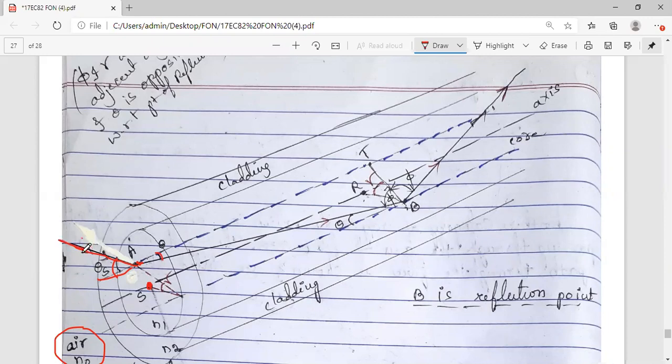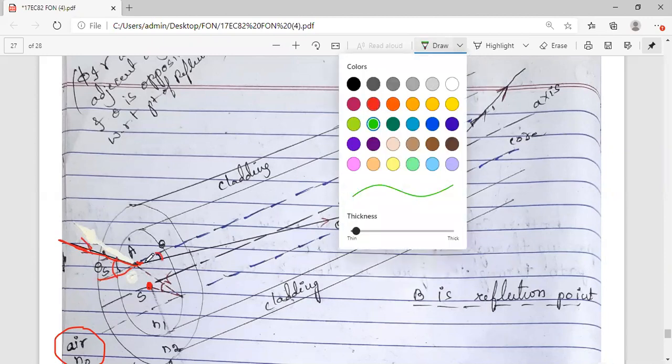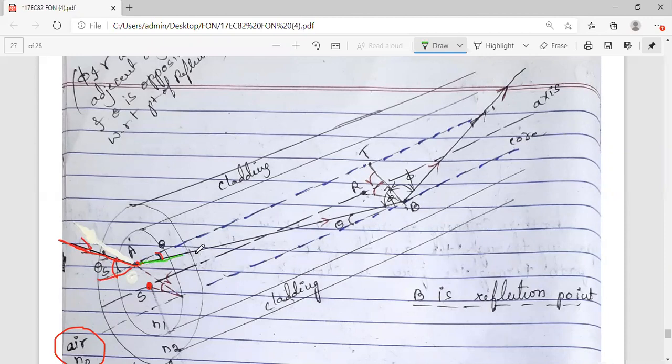Once it hits the point A, what is happening here? There is refraction here. See, this is air and this is core. So the incident red line indicates the rays coming. It hits the interface at point A and it undergoes a refraction. The green line indicates the refraction. After this, what is happening? The ray will move and hit point B.